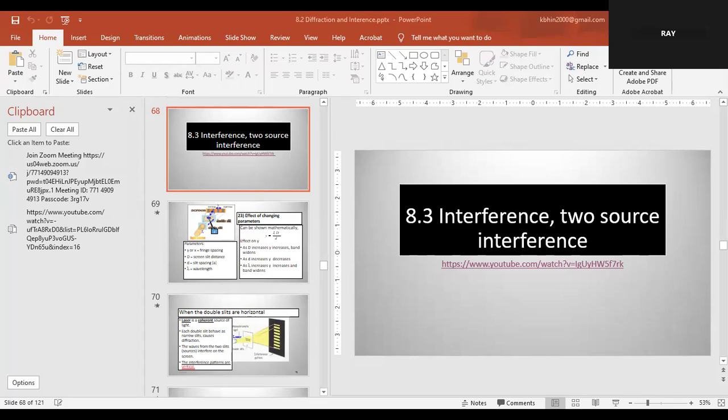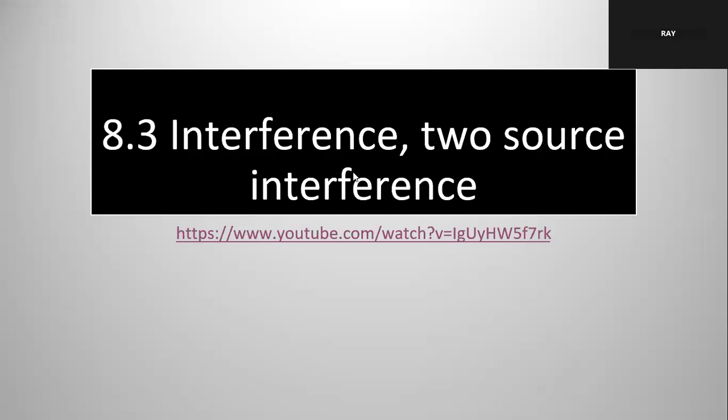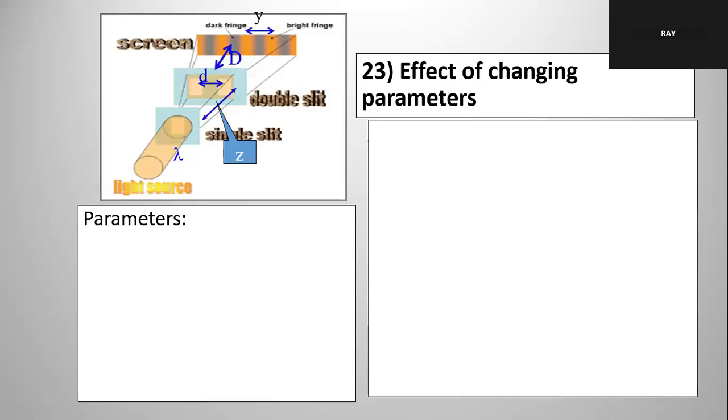We will do some questions. We are at interference, two-source interference. We are in particular looking at Young's double slit interference. We are looking at the effect of changing parameters. What are the parameters? y, or x, the fringe spacing, from center to center of the bright fringe.